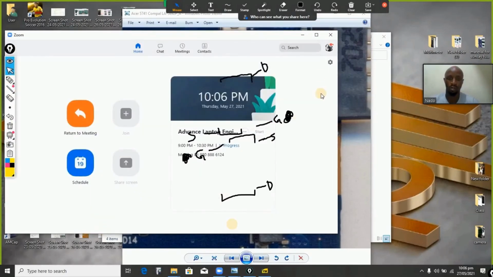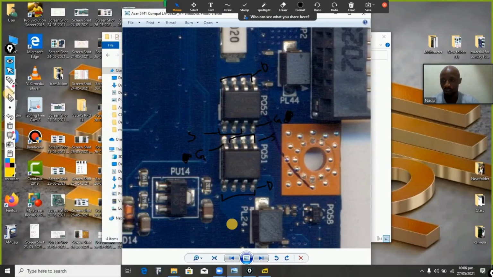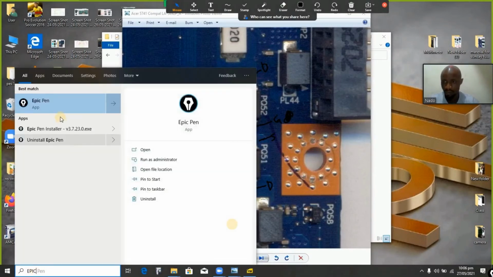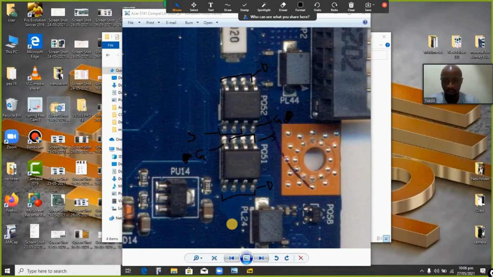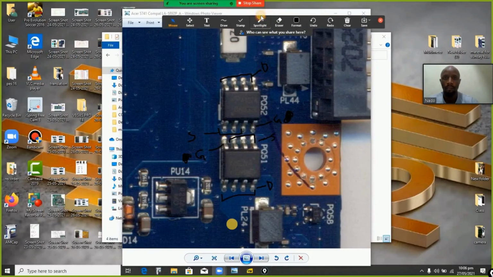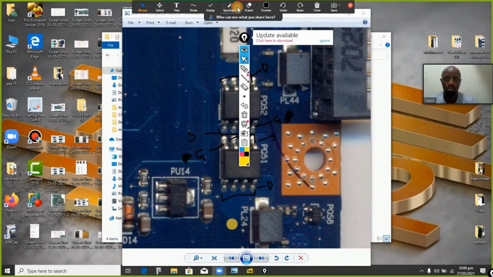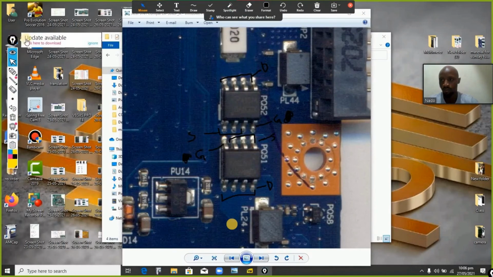So I'll close this and reopen this. Let me close the program. So I will open this. It seems this program is malfunctioning. So are we all understanding everything I'm explaining? Okay.